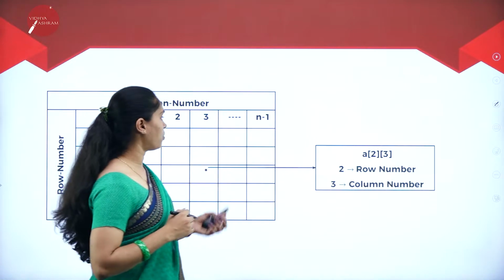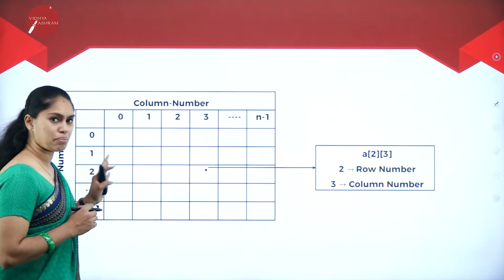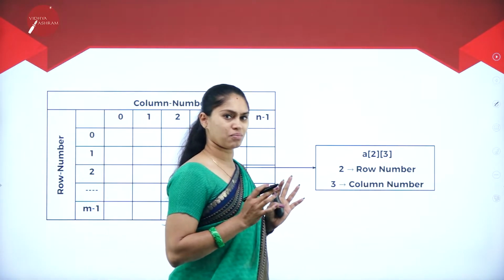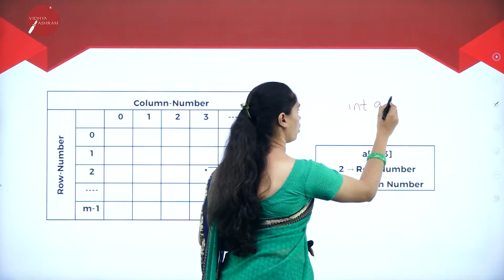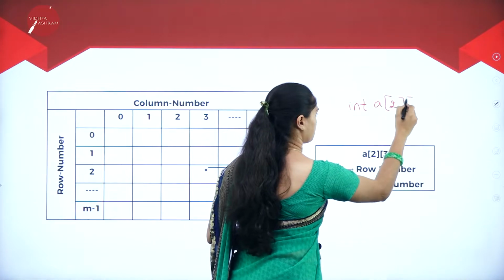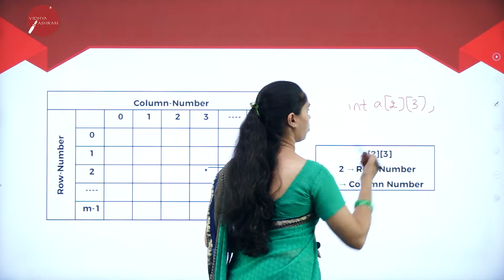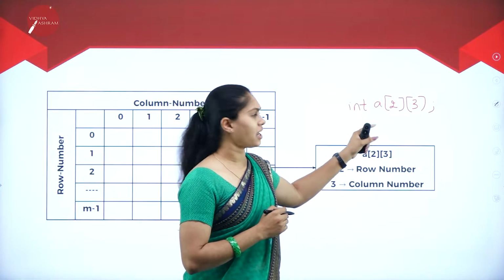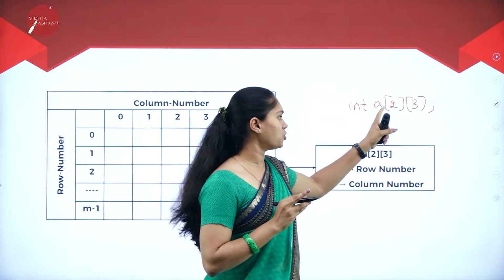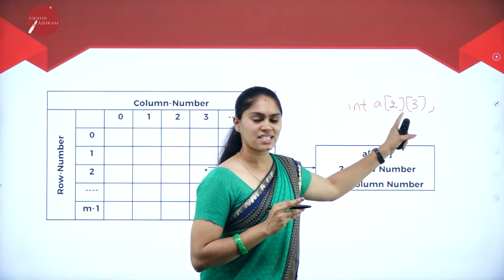We'll see the next point. Here you can see the representation of a 2-dimensional array. Let me take one example: int a[2][3]. What does it mean? Int is the data type, a is the name of the array, and we are giving the size as 2 cross 3. So what is it indicating?